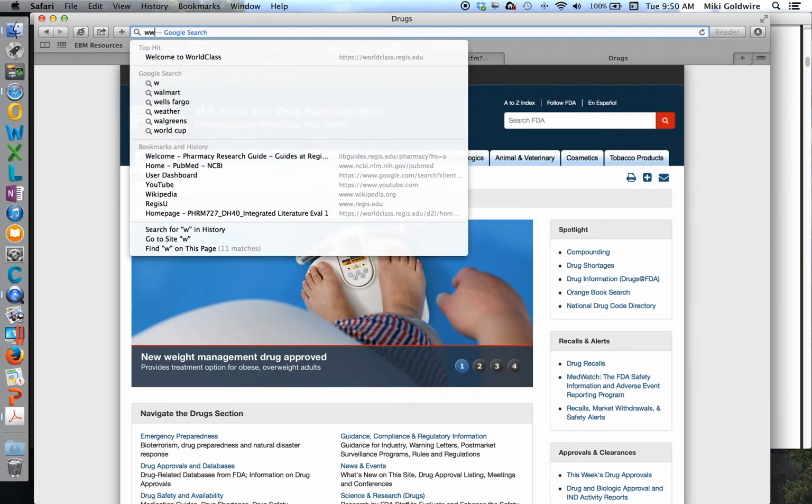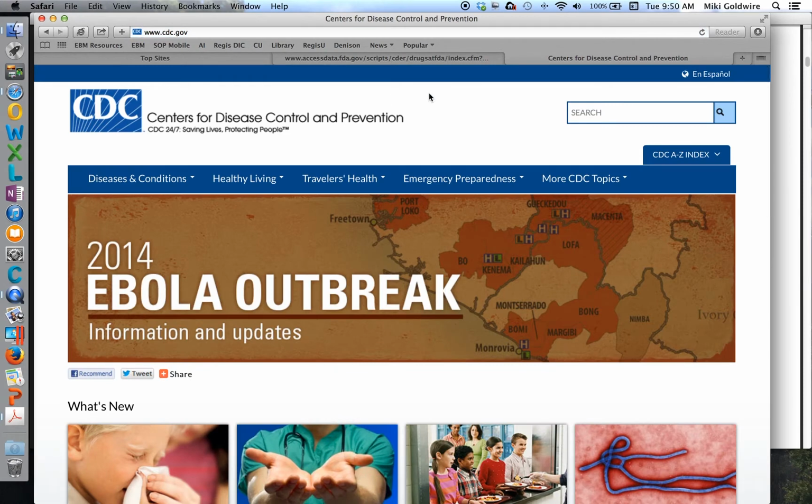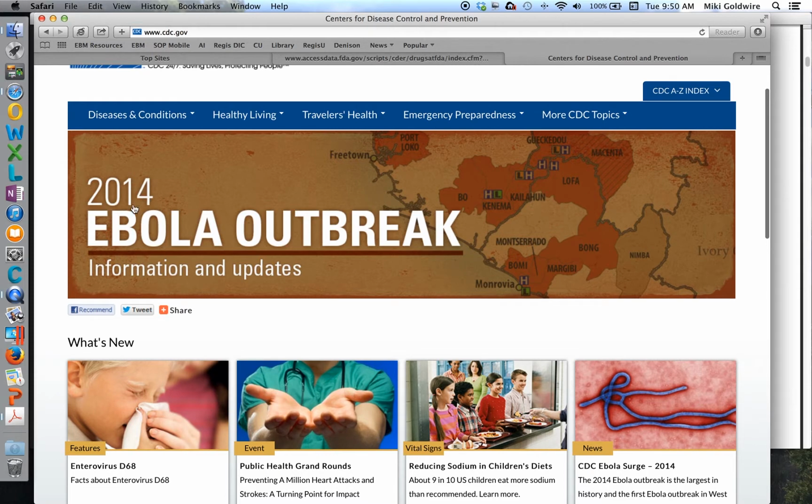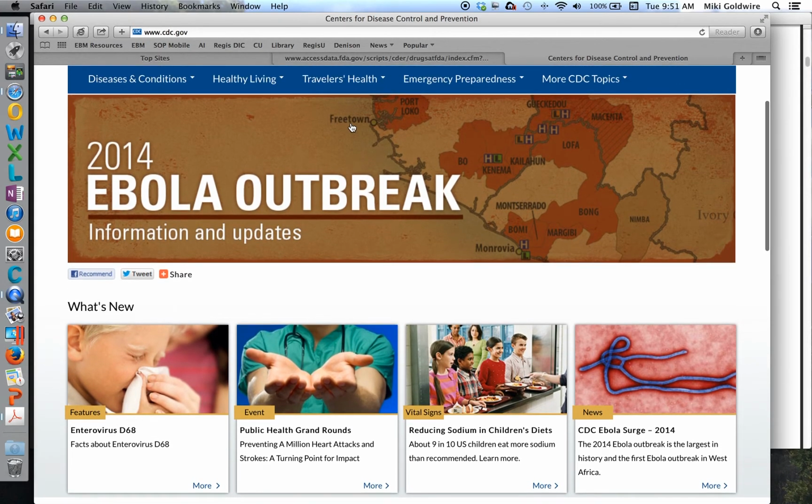So again, the web address is just www.cdc.gov. And you can see it opens to a page, and of course right now is the 2014 Ebola outbreak information and updates. You can see at the top we have diseases and conditions, healthy living, travelers information, emergency preparedness, and then more topics. What I'd like to highlight is this travelers information.